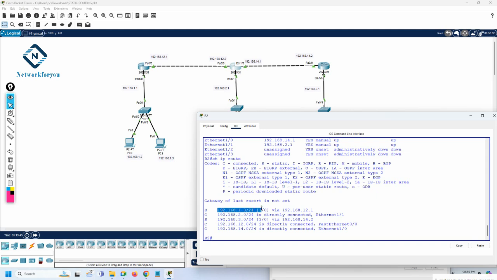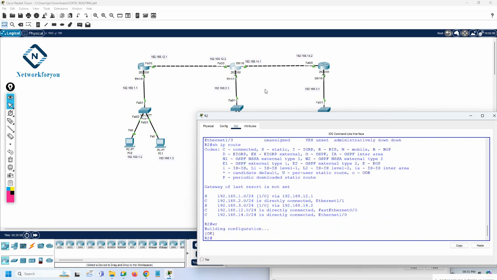If anyone wants to go to the 1.0 network, they should forward to 12.1. So this one is good. And if anyone wants to go to 192.168.3.0, we need to forward the traffic to 14.2. So this is also correct. This one we will not do because it is directly connected to this router. So only these two routes here. R2 is also okay.